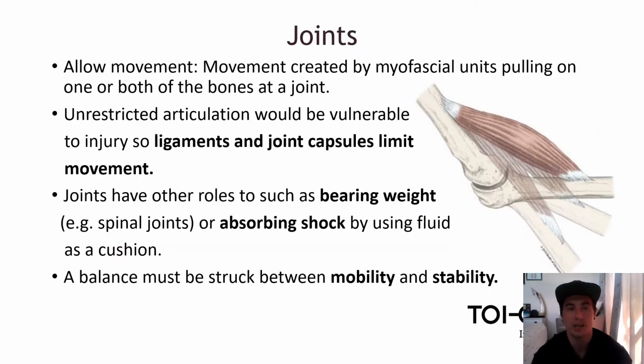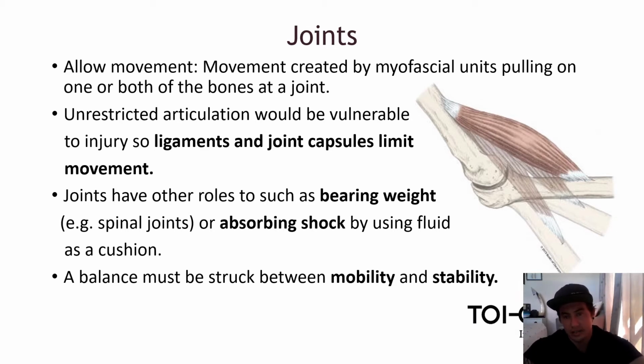Alright, so when bones come together, they create articulations, or when they articulate, they create joints, and joints allow movement. And this movement is created by our myofascial unit. So if we break that word down, myo means muscle, fascial means the connective tissue of muscle, units meaning those two tissues coming together, pulling on one or both ends of a joint. And then when that myofascial unit contracts, it's going to pull, and there needs to be something in the middle that can create movement.